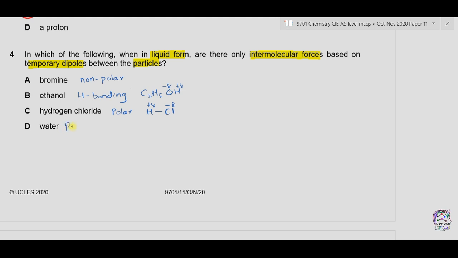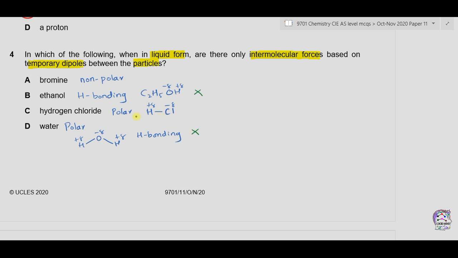Water is also a polar compound because oxygen is electronegative and hydrogen is electropositive. So in water, hydrogen bonding takes place. In ethanol we have hydrogen bonding. In water we have hydrogen bonding.